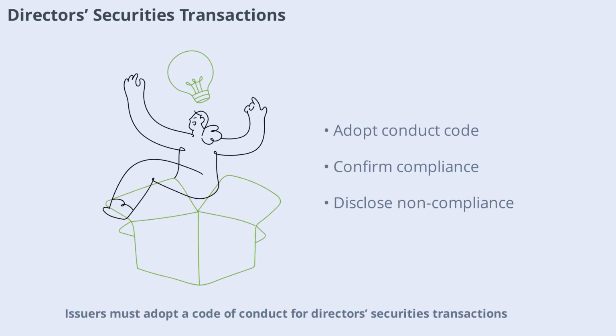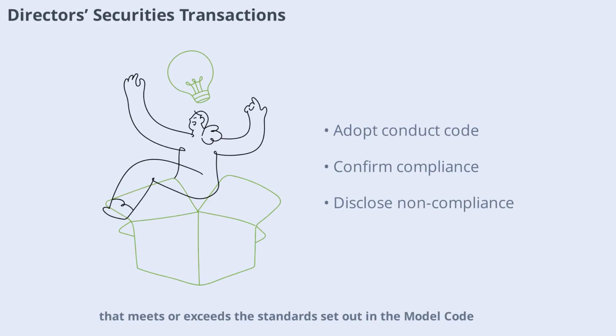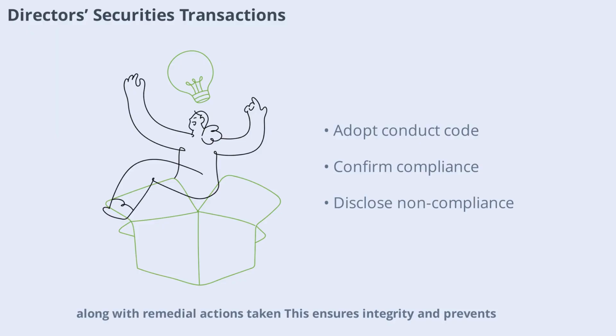Issuers must adopt a code of conduct for directors' securities transactions that meets or exceeds the standards set out in the model code. They must also confirm whether directors have complied with these standards and disclose any noncompliance, along with remedial actions taken. This ensures integrity and prevents conflicts of interest in securities dealings.